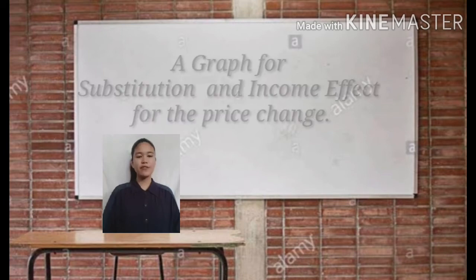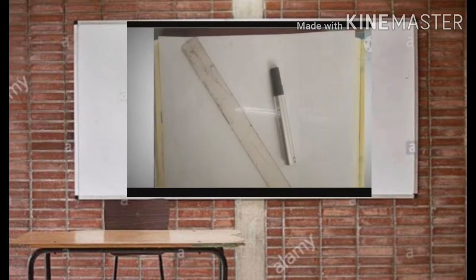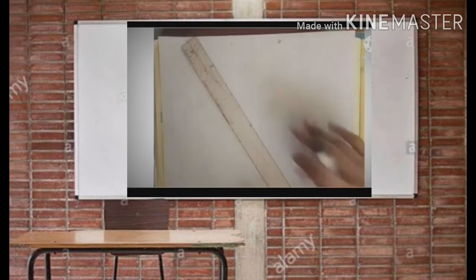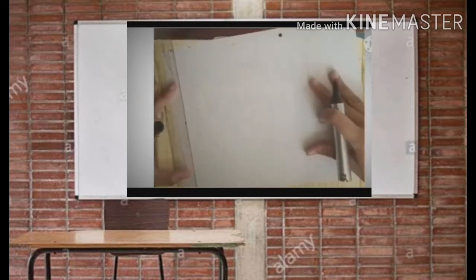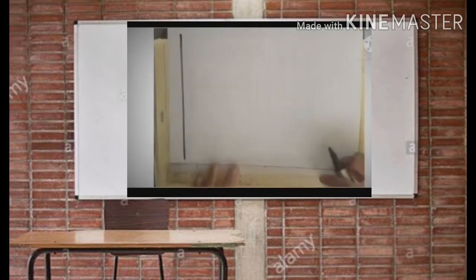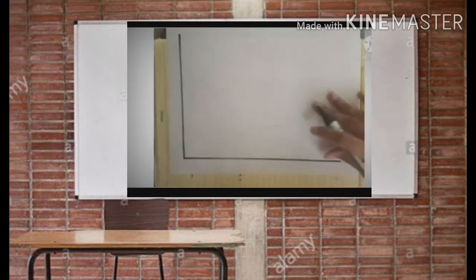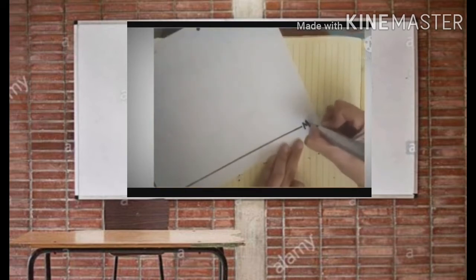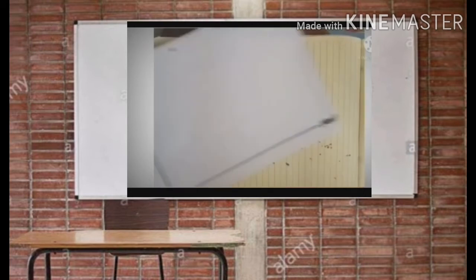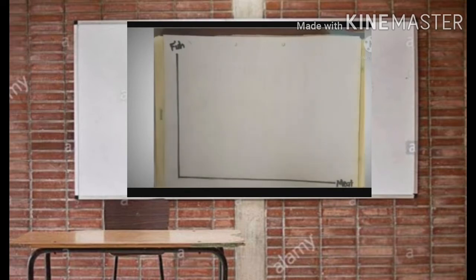So I will show the graph for the substitution effect and income effect for a price change. We will begin by drawing the axes and labeling them: meat and fish. Next, I will draw the original budget line.